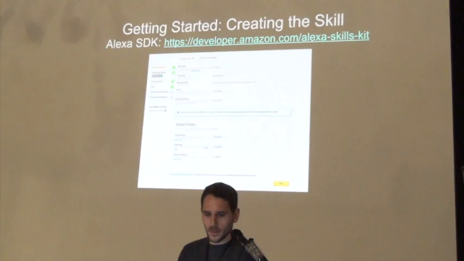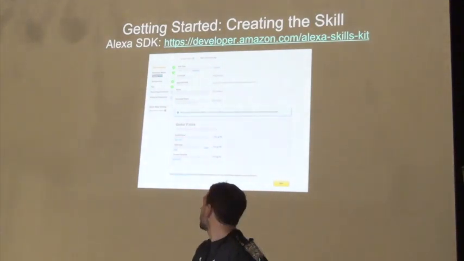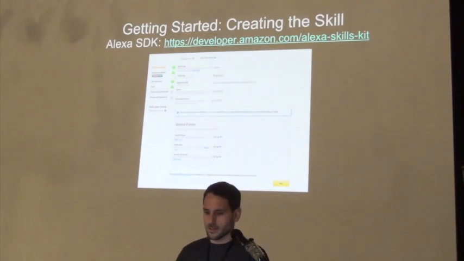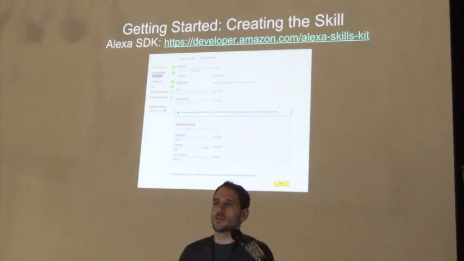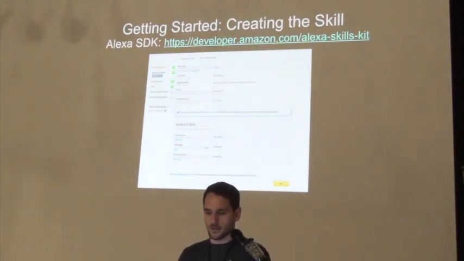So, getting started creating the skill. You can't really see these screenshots too well, but this is the Alexa Skills Kit SDK. You just go to developer.amazon.com, click on the Alexa Skills Kit, and then create a new skill. From there, you just fill out a really easy form.